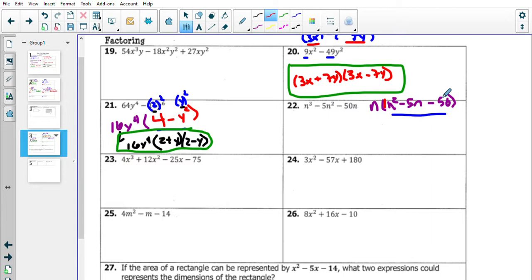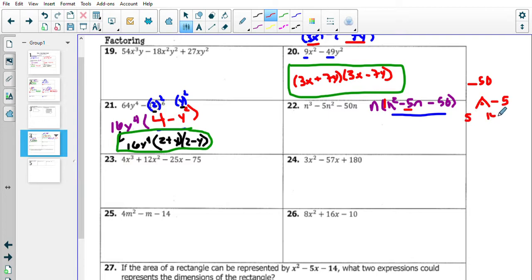Basic trinomials are pretty simple because this is where we look at our multiplication and our addition. We say what two numbers multiply to the third term, negative 50, but add to the middle term, negative 5. So 50 we know is 25 and 2, 1 and 50, but it's also 5 and 10. And the only pair of numbers that give us the 5 that we need are the 5 and the 10.